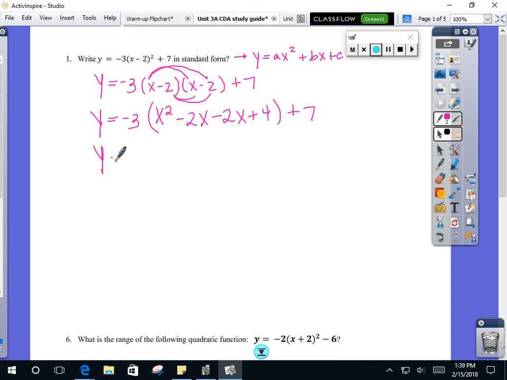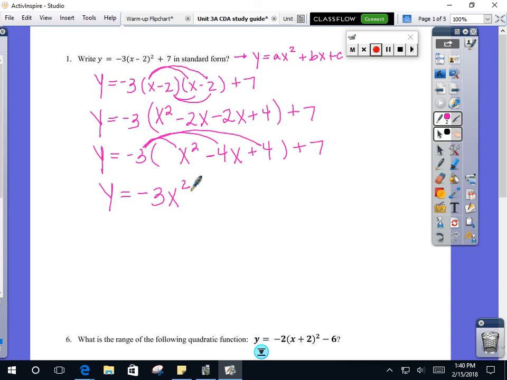Now what do I do? Combine like terms. When you combine like terms, what does all this become? -2 minus 2 is -4x. Okay, and now what do we do? Distribute the -3, and that becomes y equals... correct. Don't forget about the plus 7. And so the final answer is y equals -3x squared plus 12x minus 5.